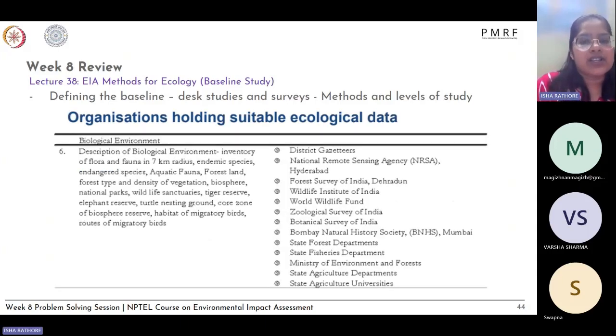Then you also have certain organizations which collect ecological data. You can get these organizations to give you data if it is available for your development site. So your state agriculture departments, the World Wildlife Fund, the Wildlife Institute of India, Survey of India, Botanical Survey of India, these kinds of organizations hold such data, so you can directly take it for your desk studies and surveys.